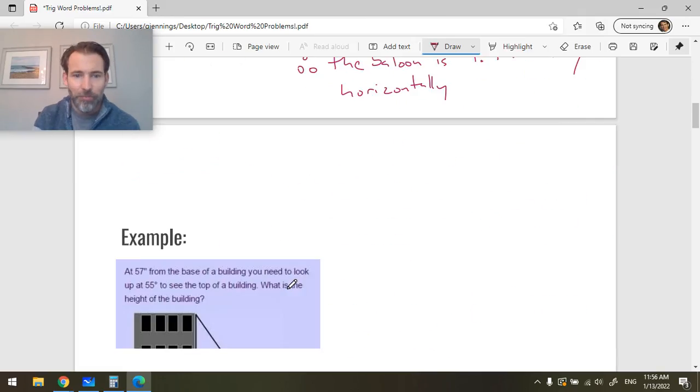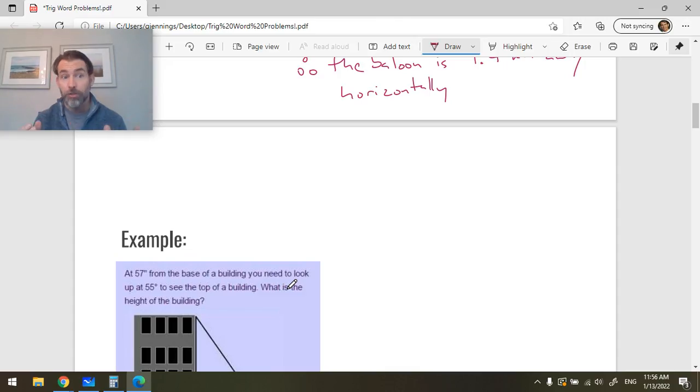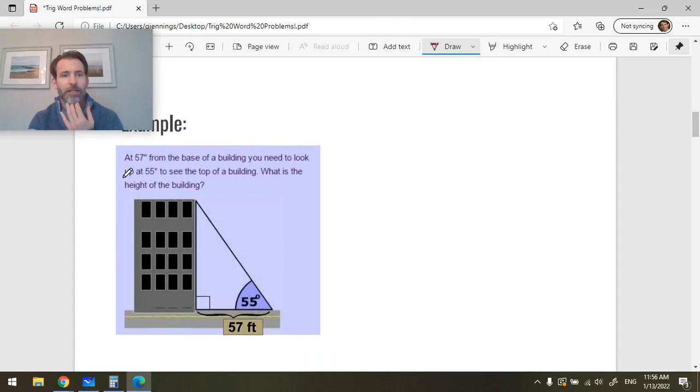All right, so that's how you choose sine, cosine, or tangent. Now, if we're at 57 inches from the base of a building, someone has written 57 inches, but that should be 57 feet, because that would make sense, unless it's a building for ants. If you've seen Zoolander, you'll get that reference. At 57 feet from the base of a building, you need to look up at 55 degrees to see the top of the building. What is the height of the building? Here, what trigonometric ratio am I going to use, everybody? Sine, cosine, or tangent?